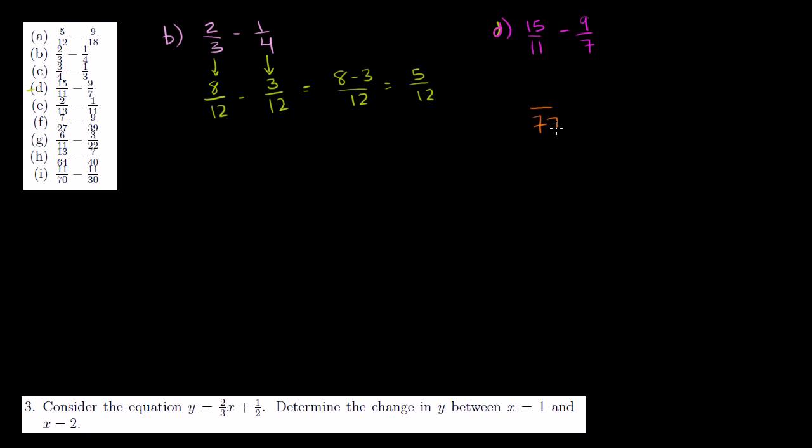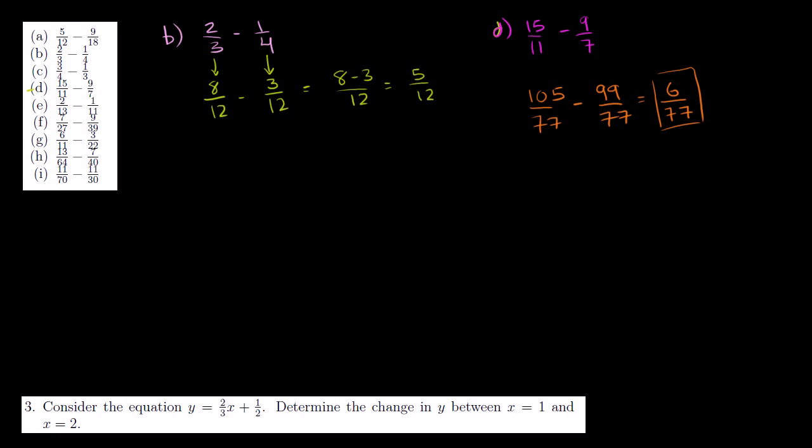So you have 77. To go from this 11 to 77, you have to multiply by 7. So 15 times 7. 15 times 7 is 70 plus 35, that is 105. And then we have minus over 77. 7 times 11 is 77. 9 times 11 is 99. So this is going to be 105 minus 99 over 77. What's 105 minus 99? It is 6. And we are done. You can't reduce this anymore. 6 and 77 don't have any common factors.